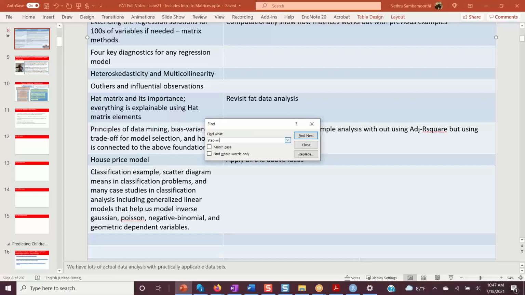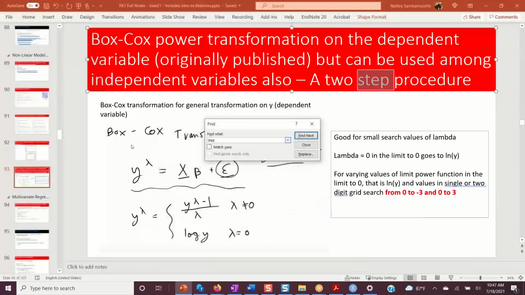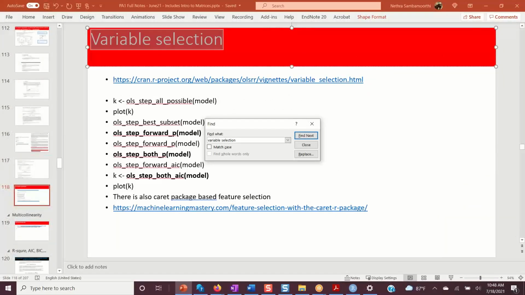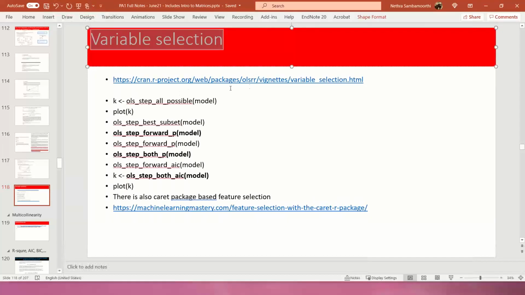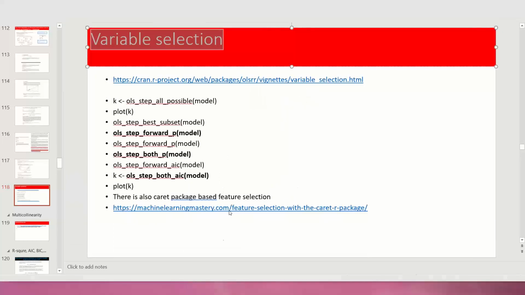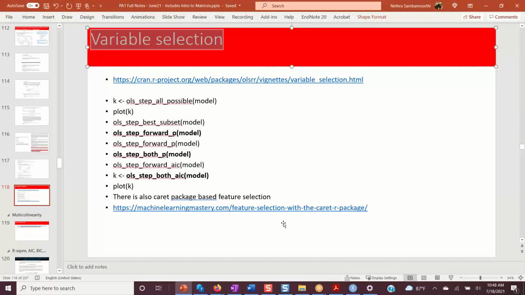Regression also has stepwise model selection, different types of stepwise model selection. It's called variable selection. There are two packages: variable selection under OLS RR, and another one, feature selection with the caret R package. So that tells you stepwise.